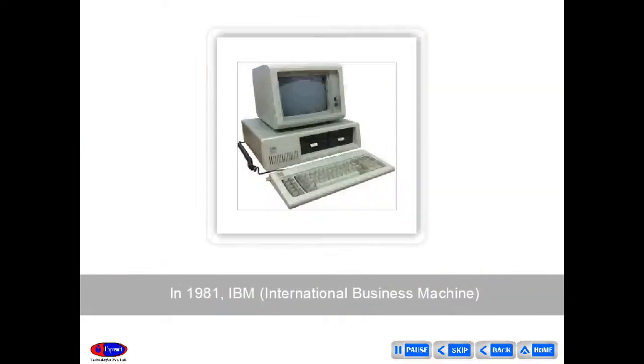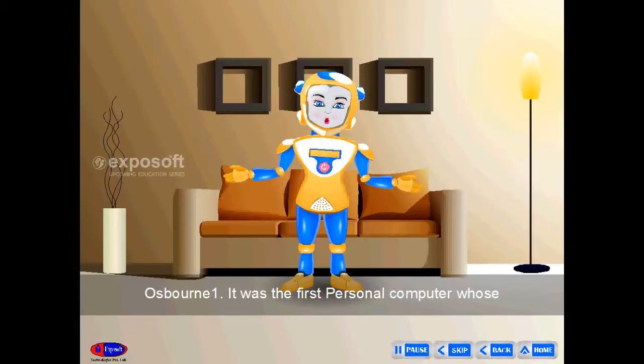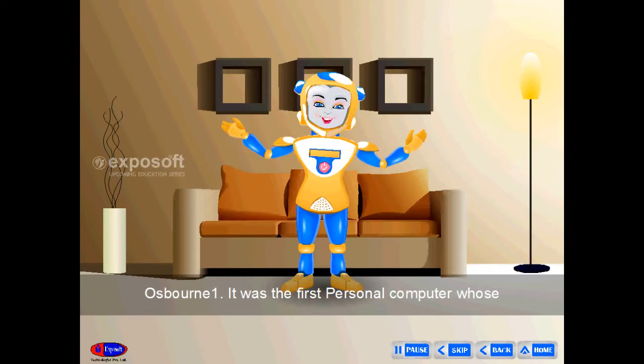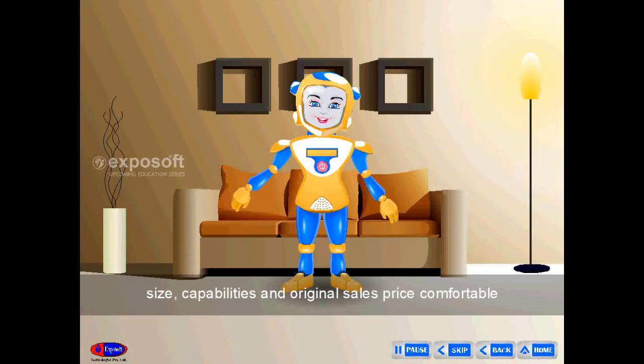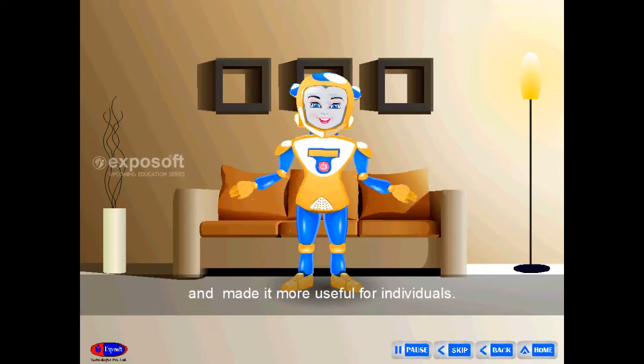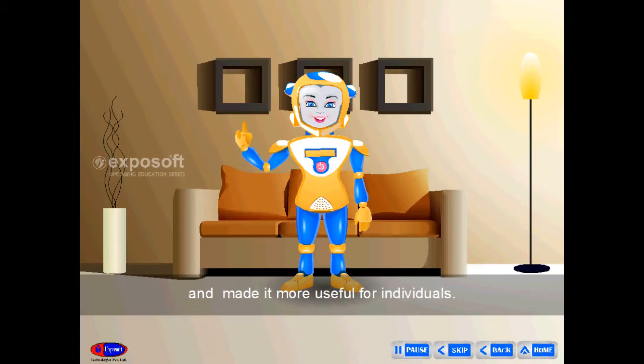IBM PC. In 1981, IBM, International Business Machines, made the first fully portable computer, Osborne 1. It was the first personal computer whose size, capabilities, and original sales price made it more useful for individuals.